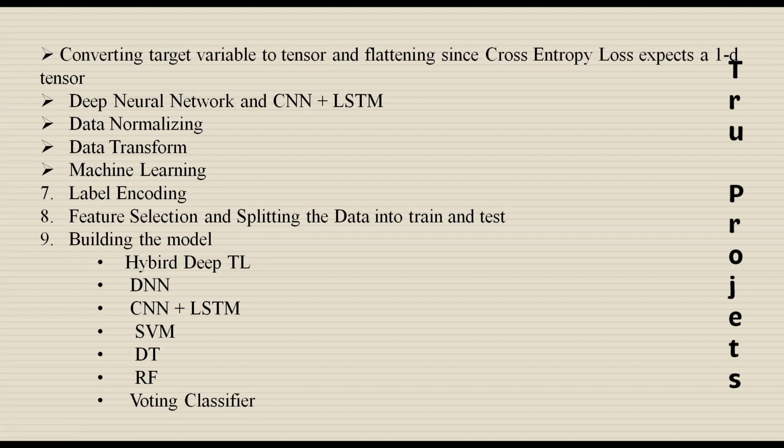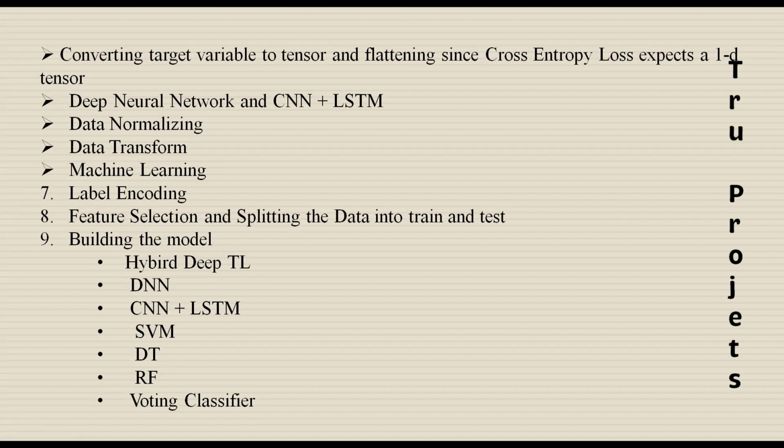Random Forest is an ensemble learning method that combines multiple decision trees to improve prediction accuracy and reduce overfitting. Voting Classifier. The voting classifier combines the predictions of multiple models, that is SVM, DT, RF, to make a final prediction. It can be set up as either a majority vote or a weighted vote depending on the model's confidence in its predictions.